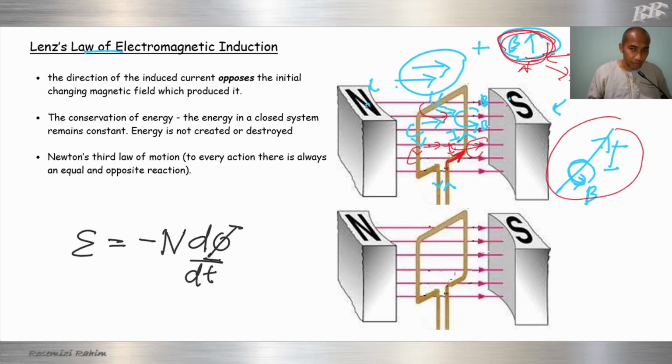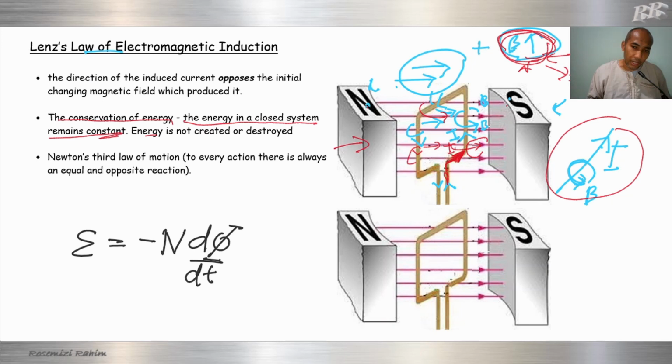Does it make sense? I think not, because it looks like we're creating more energy. It is against the conservation of energy. The conservation of energy says that the energy in a closed system remains constant. In this case, it looks like we are adding more energy, if we assume the induced current flows like this, anticlockwise. So definitely not.